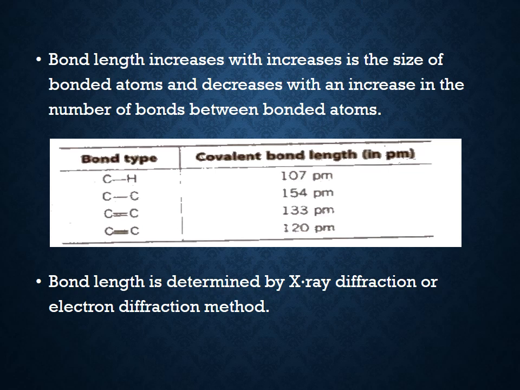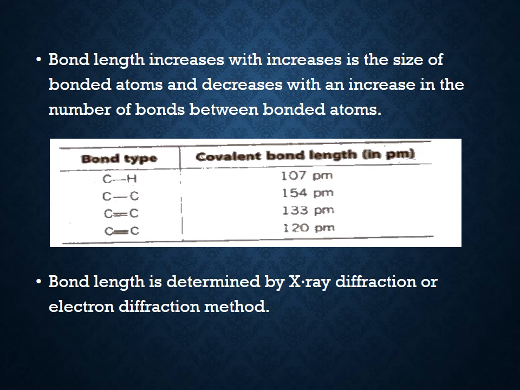So as size increases, bond length will increase. Carbon double bond carbon bond length is 133 picometer. Carbon triple bond carbon bond length is 120 picometer. As the number of bonds between atoms increases, bond length will decrease. Carbon triple bond carbon has 3 bonds, so the number of bonds is high, so the value of bond length is less.